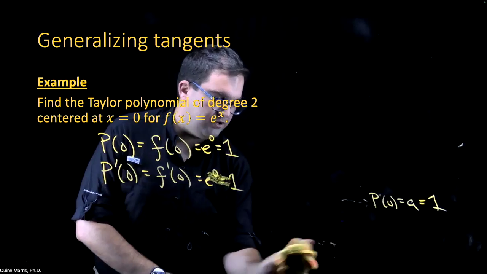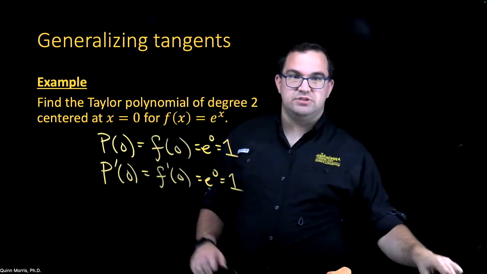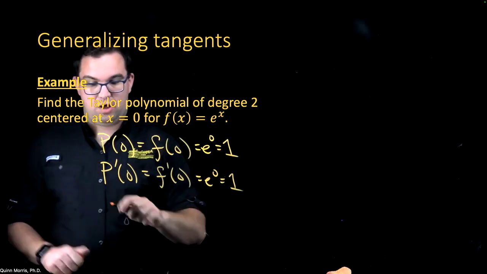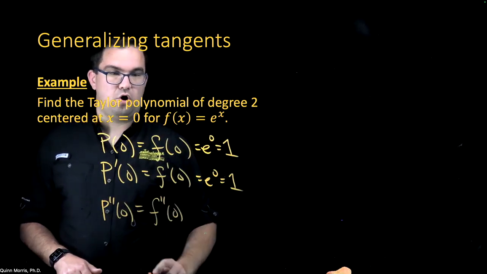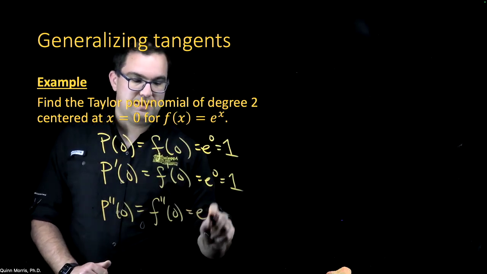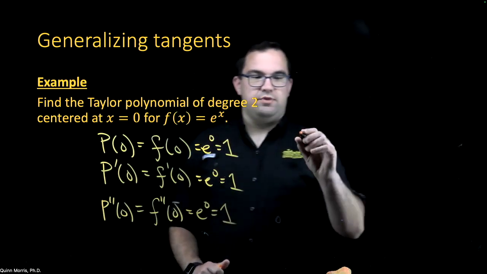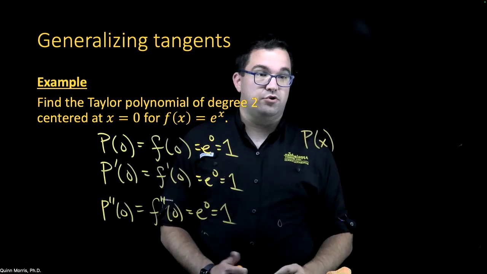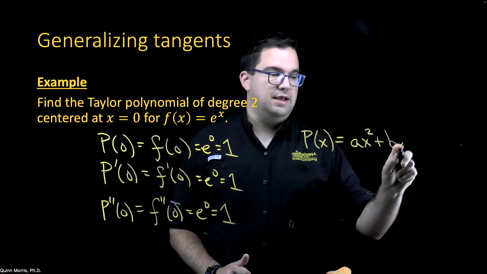So let's think about what would happen if we asked for the same function, but now the Taylor polynomial of degree 2. In terms of the conditions that need to be met, we want the function value, the first derivatives, and now the second derivatives to all match. But again, the second derivative of this is still going to be e to the x, and evaluated at 0, that's just going to be 1. So now I'm trying to come up with a polynomial of degree 2. A polynomial of degree 2 is a quadratic polynomial. So let's say it looks something like ax squared plus bx plus c.